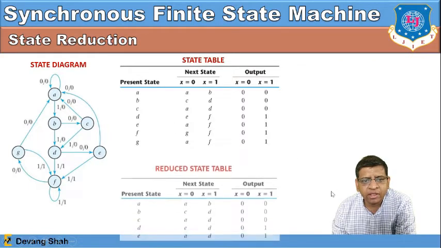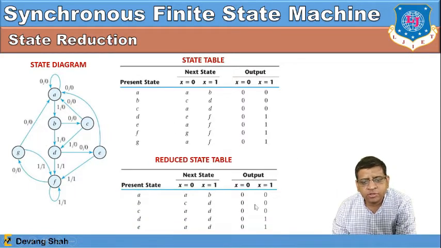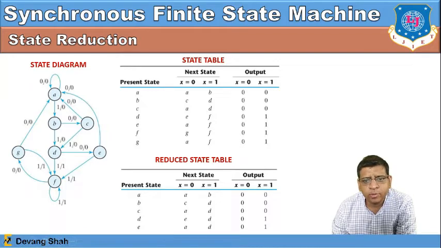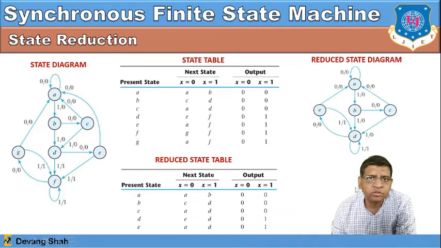By that way I can further reduce the state table, and again this state table is the same as the upper one, right? I have reduced it because two states are nothing but redundancy of each other, right? Based on that reduced state table, I can make this kind of reduced state diagram.